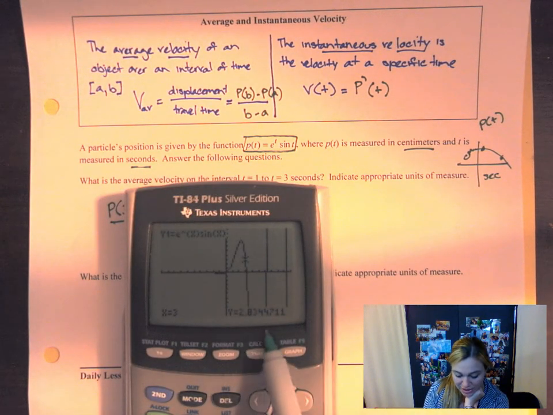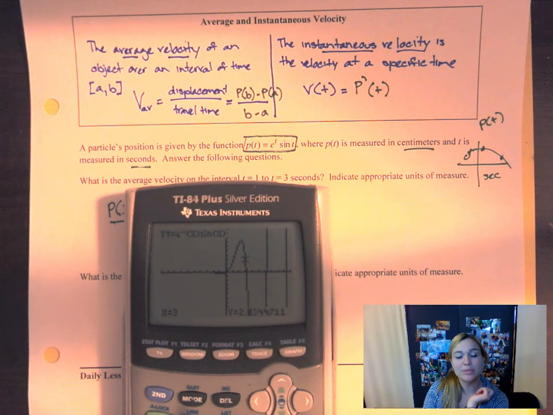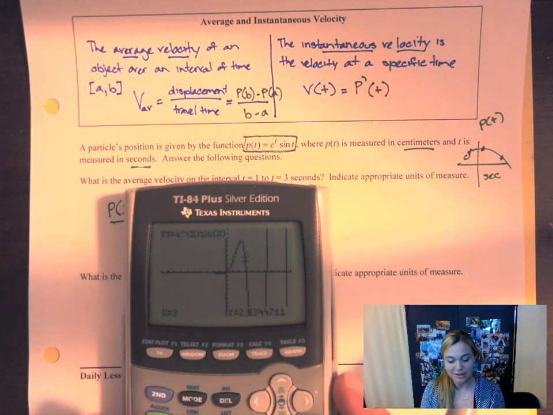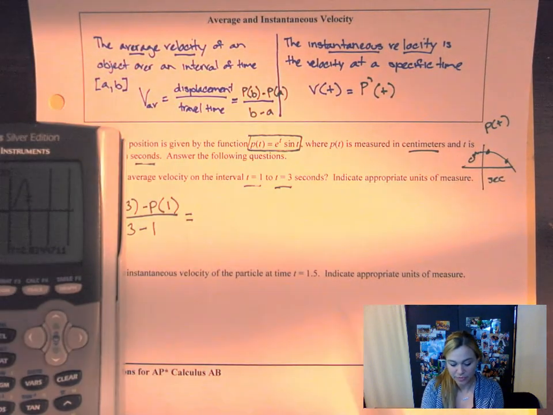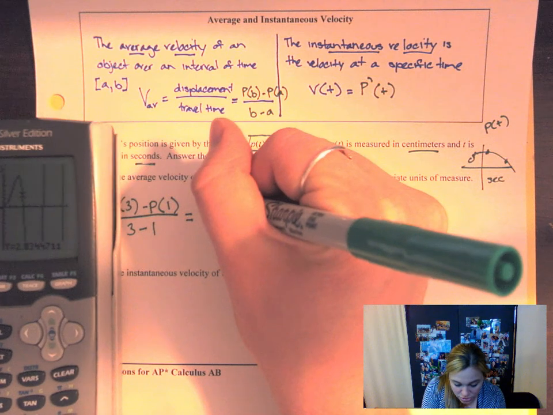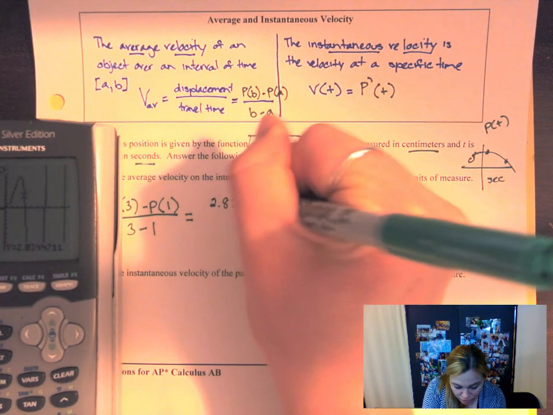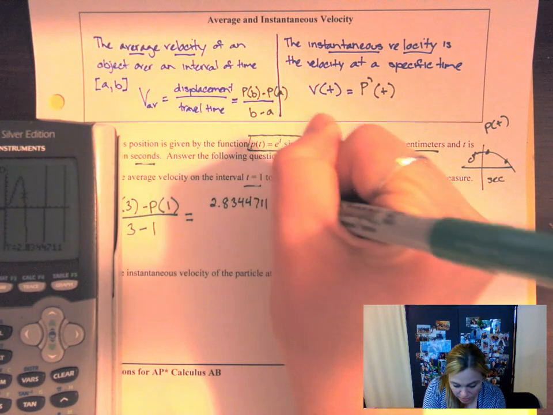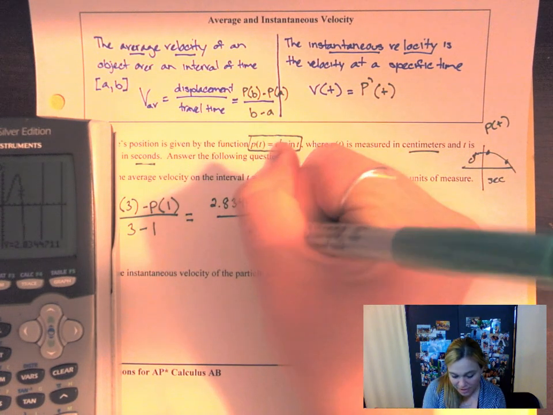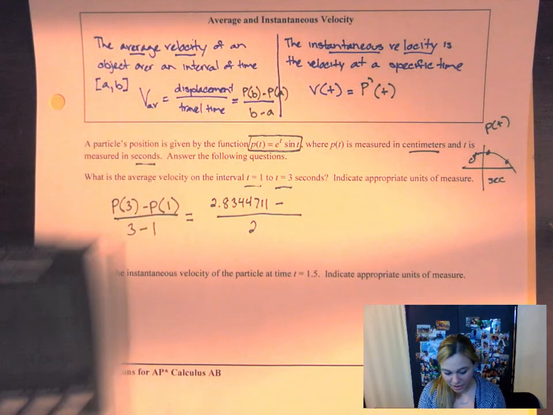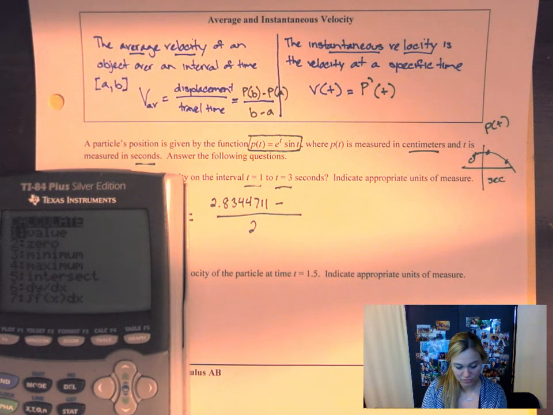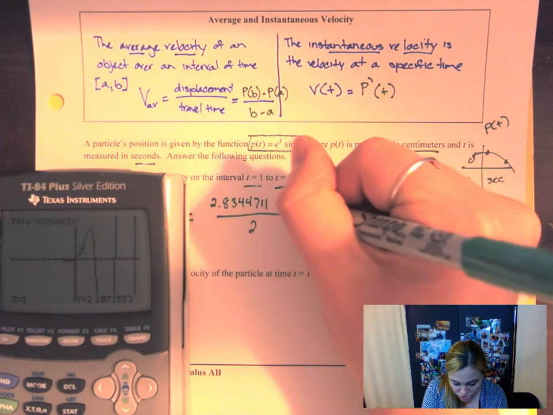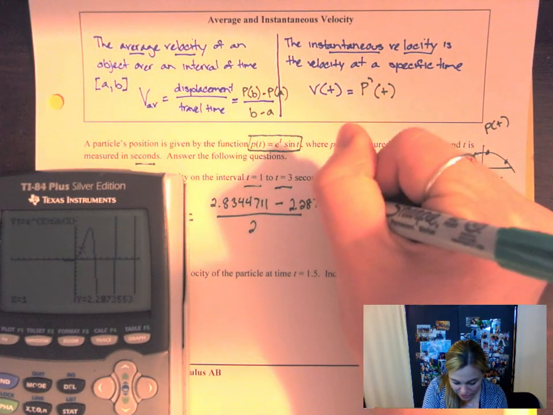and I see 2.8344711. Keep as many places after the decimal as you can until your final answer, and then you can round to 3 places after the decimal. So this would be 2.8344711 minus, in the denominator I know 3 minus 1 is 2. P of 1, second, calculate my value, and I get 2.2873553.